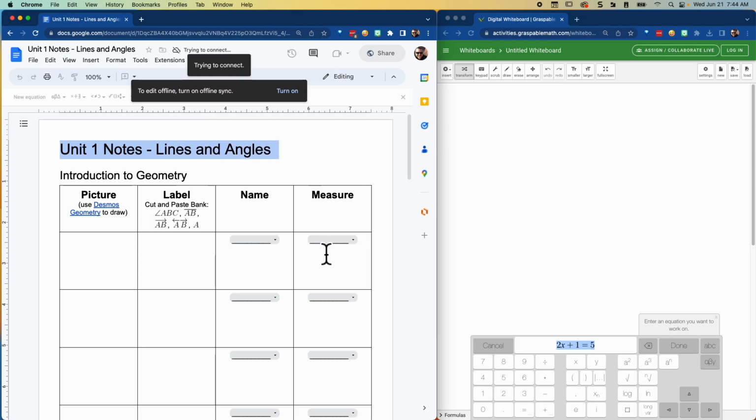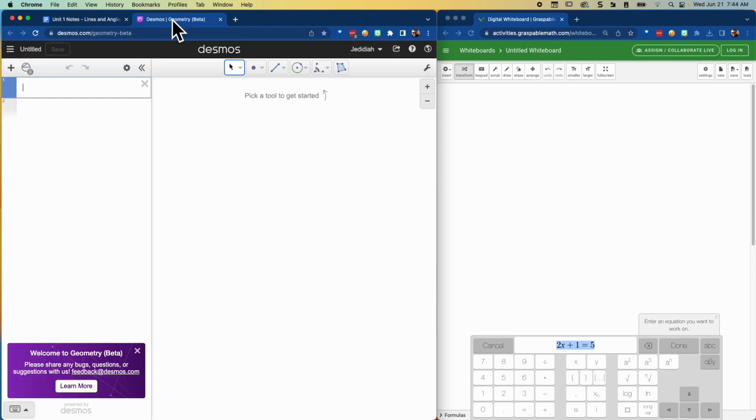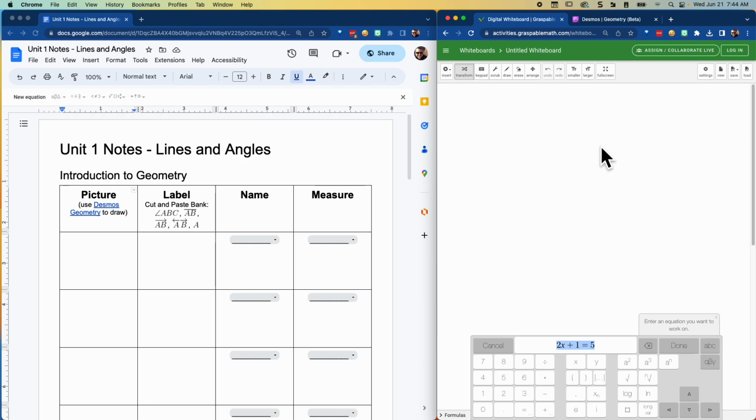Run through of the Unit 1 notes for lines and angles. We're going to be using a couple of tools here. One of them is math.new to help show calculations, but also when we want to draw something, we're going to be using this new Desmos Geometry tool. So it's Desmos Geometry functions, but built on top in connection with a lot of the Desmos graphing calculator.